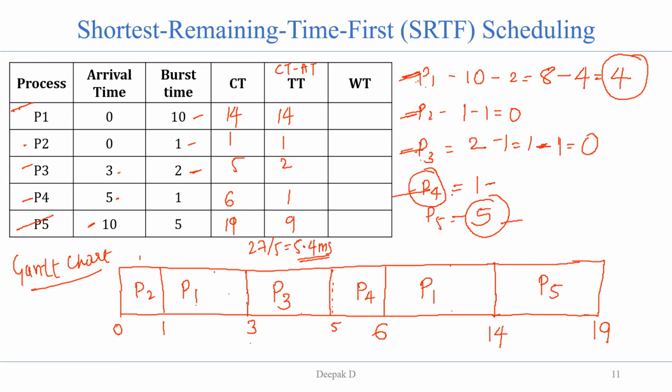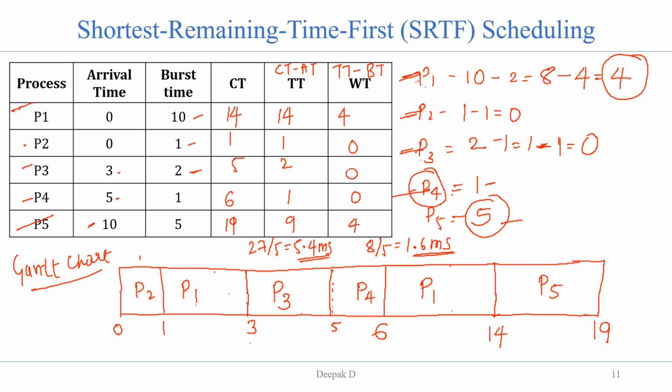What is the waiting time here? The waiting time is turnaround time minus burst time. Here 14 minus 10 is 4, 1 minus 1 is 0, 2 minus 2 is 0, 1 minus 1 is 0, and 9 minus 5 is 4, and the value is 8 divided by 5, which equals 1.6 milliseconds. This is with respect to the waiting time. So these are the problems with respect to the shortest remaining time.